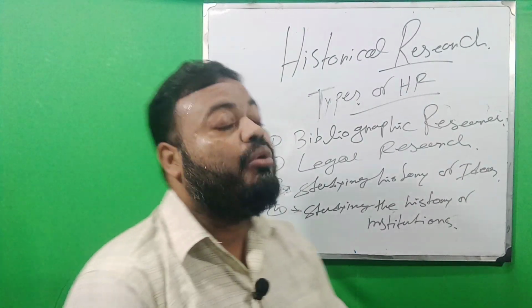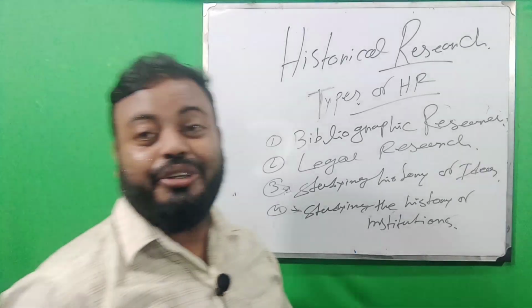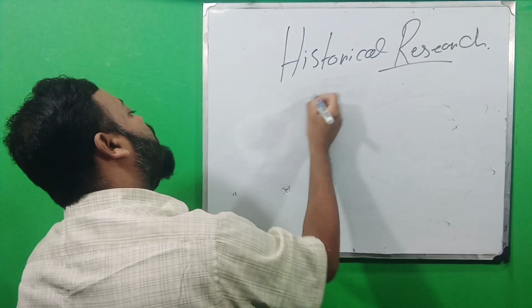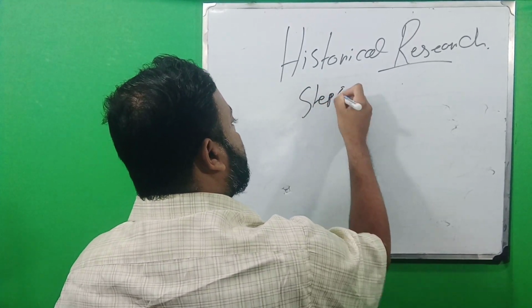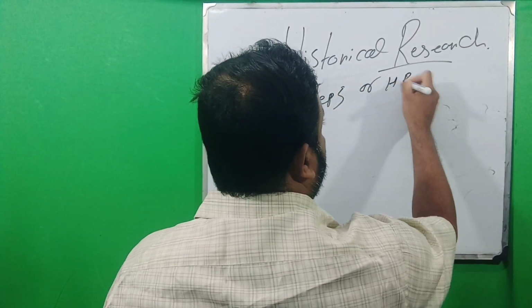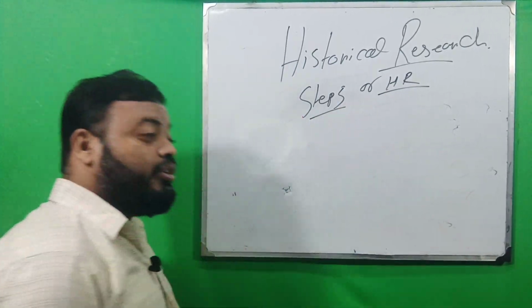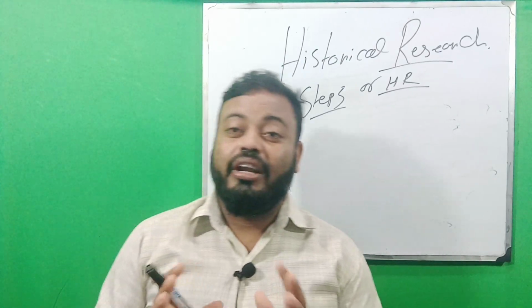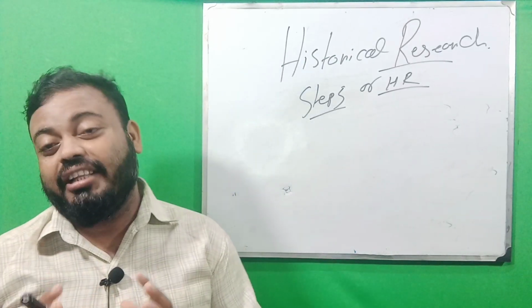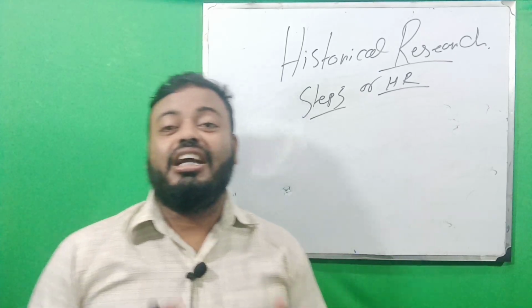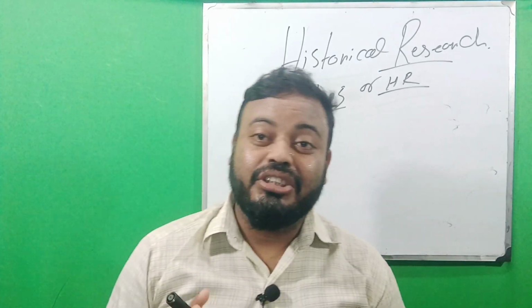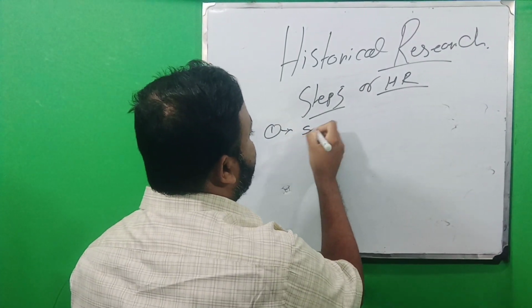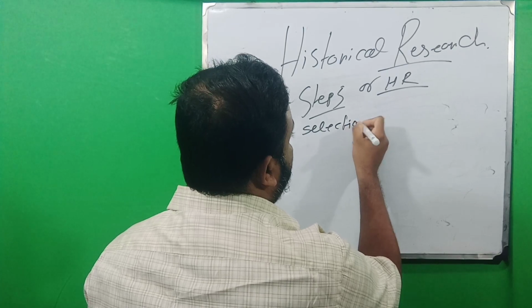Now we will learn about the steps of historical research. There are some steps when research occurs. The historical research has some steps, and those are: number one, selection of the problem.